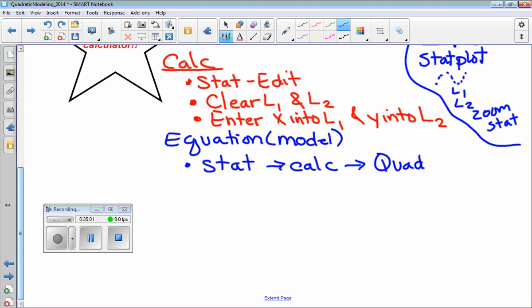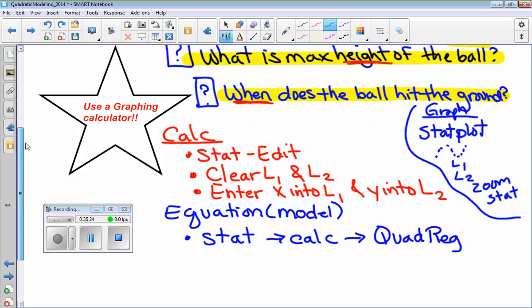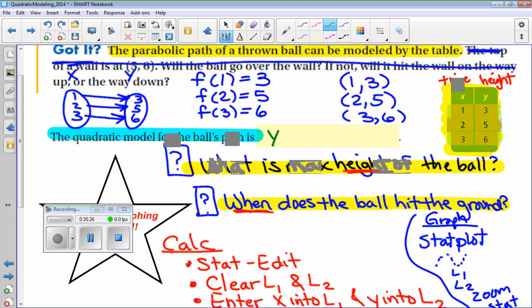So we go to calculate this. Calculate, hit enter. Now look here, it gives us an A, or B, or a C. We know what A, B, C means, don't we? Quadratic. It's a quadratic. It gives us the equation. Here is the equation. Let's put it in. It is y equals negative 0.5x squared plus 3.5x plus 0. So we gotta put that in as y.